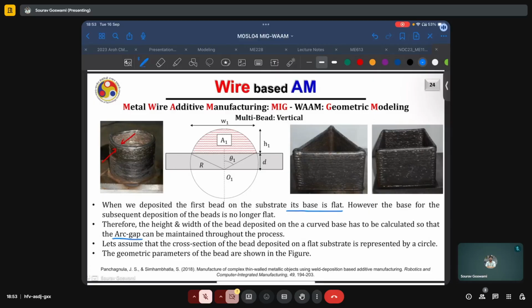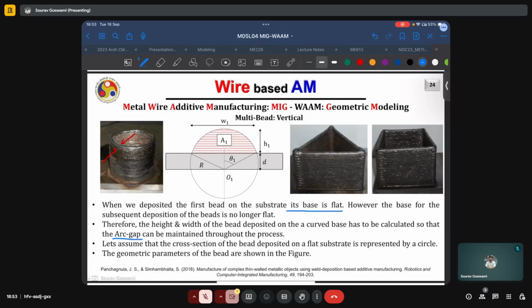One feature is to maintain the constant arc gap or the constant standoff distance, because our process has been optimized at some constant value of this arc gap or standoff distance. Another aspect is that say typically we will be provided with the final part geometry.